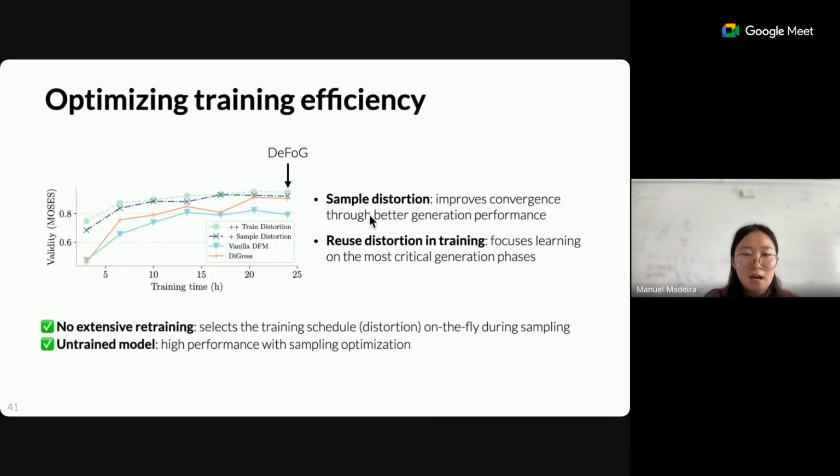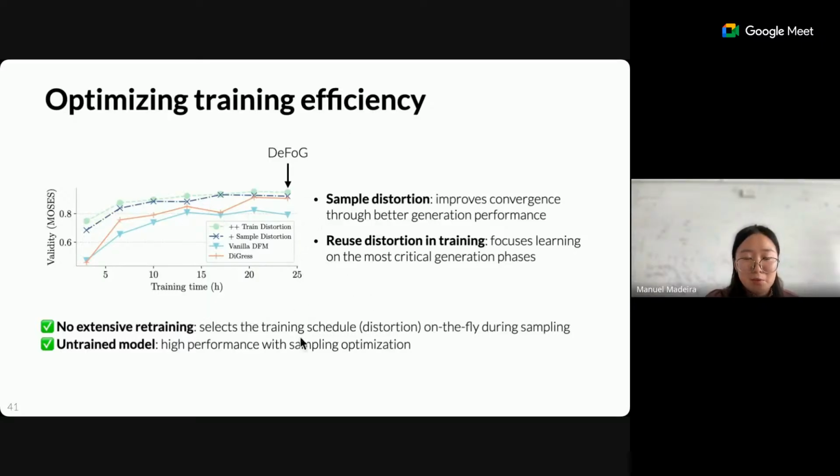Another interesting comment is that when we find the best sample distortion function only during inference time, we can reuse this distortion function in training, because actually this distortion function identifies the critical time intervals for sampling. So if we can focus the learning on those critical generation phases, we can have even better convergence. So this is the final curve we show. By adding the train distortion based on the same distortion function used in sampling, we can have a quicker convergence.